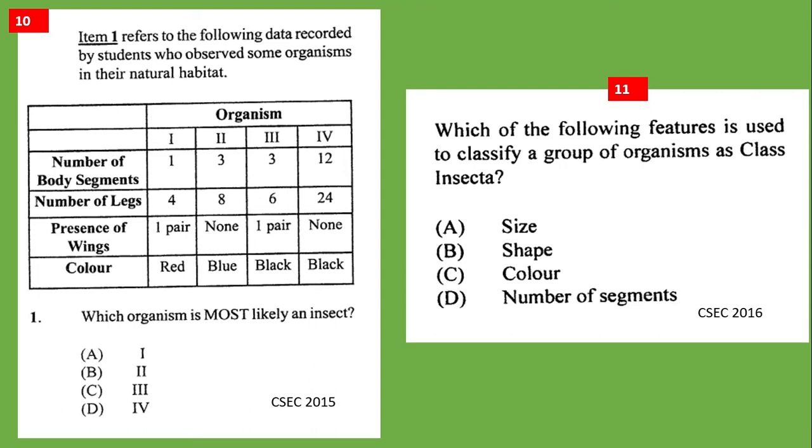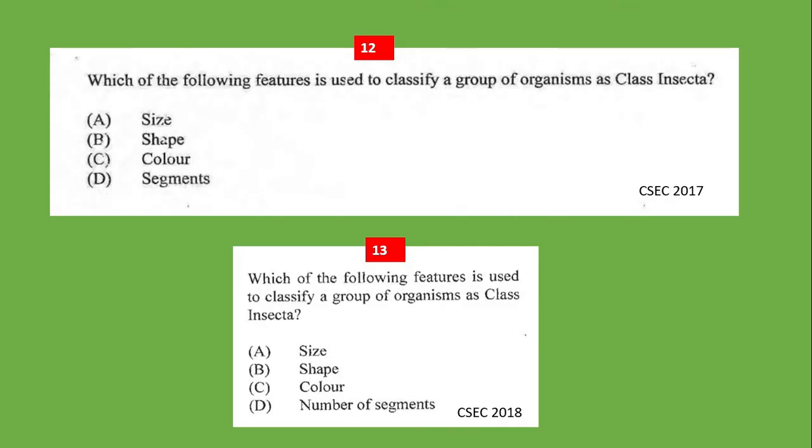This question is coming to you from the CSEC 2015 paper. Which of the following features is used to classify a group of organisms as class Insecta? I have observed that the exam paper pays a whole lot of attention to class Insecta and, of course, the phylum Arthropoda. So it pays a whole lot of attention to the phylum Chordata and the phylum Arthropoda. So you want to make sure that you know these phyla well getting into the exam. That's Arthropoda and, of course, the Chordata.